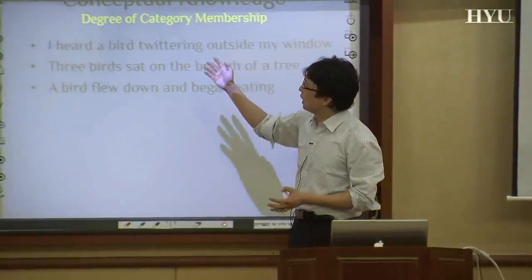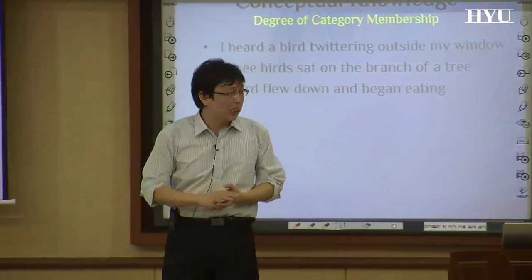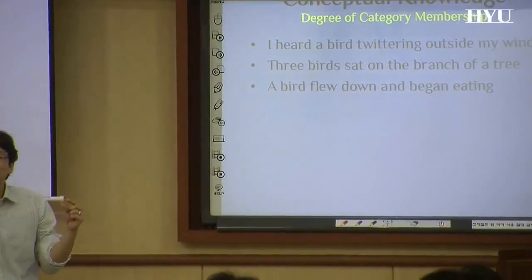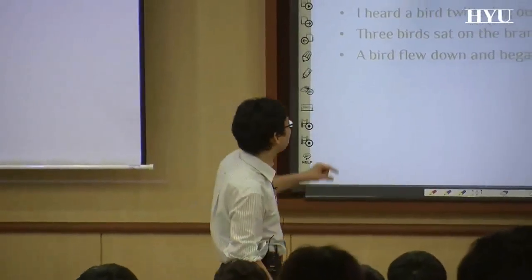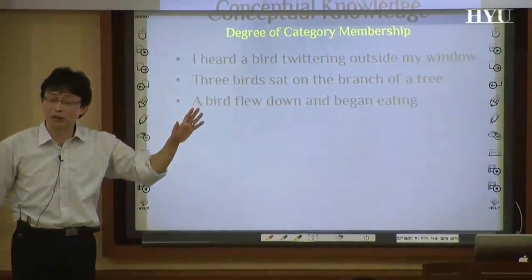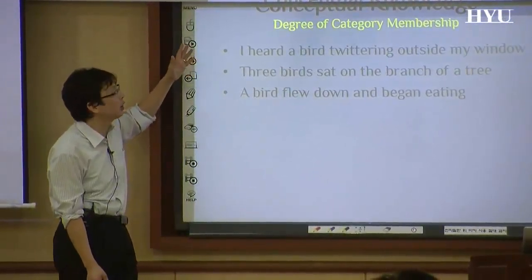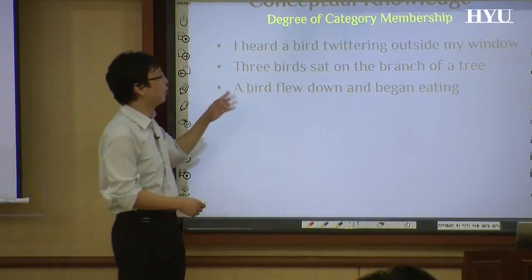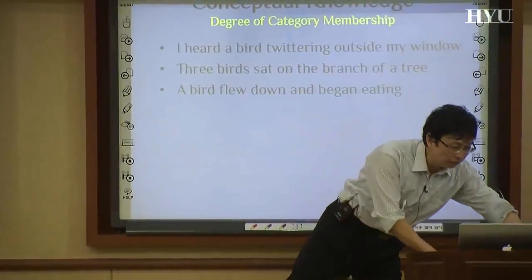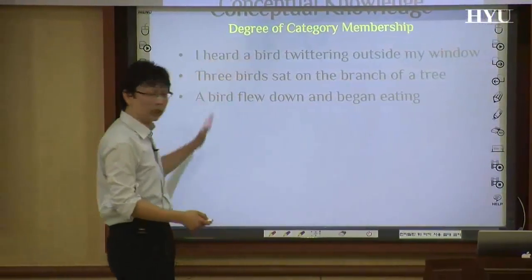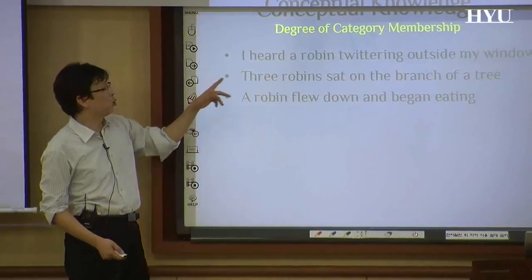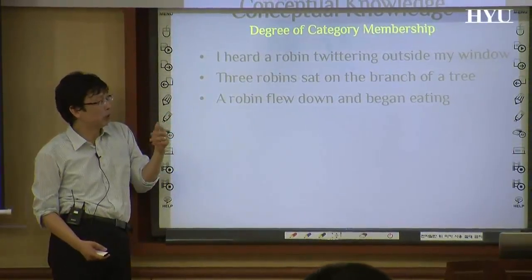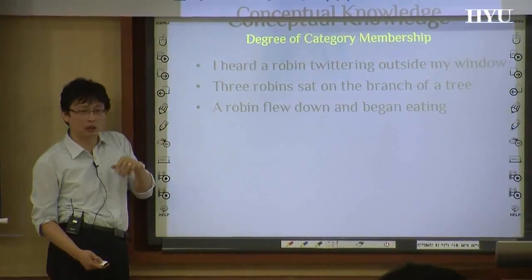Likewise, the last experiment by Rosch tries to show how membership is linked with our sentence knowledge. This one is a pretty reasonable sentence: I heard a bird twittering outside my window. Three birds sat on the branch of a tree. A bird flew down and began eating. That is a normal sentence. Then we just swap the word: I heard a robin twittering, three robins sat on the branch, and a robin flew down and began eating.